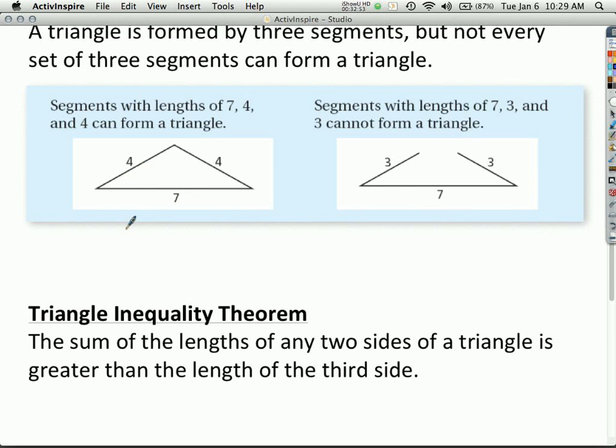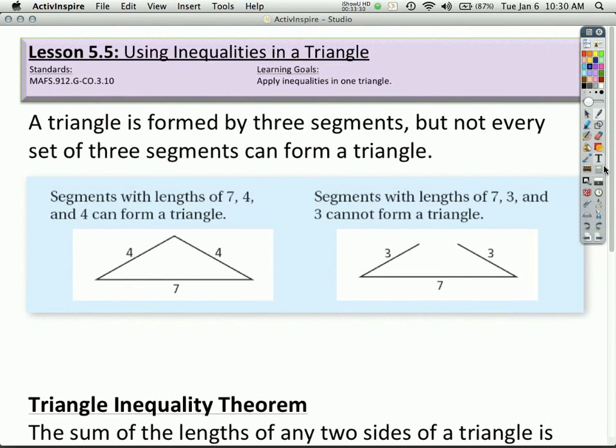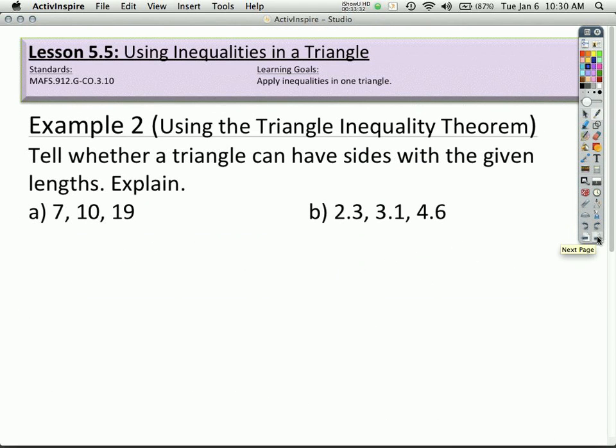But let's look at the right. If we take the 7 and the 3, add them together, is that greater than the third side? 7 plus 3 is greater than 3. But now take the 3 and the 3 and add them together. What happens? It's only 6. It's not bigger than the third side, and that is why this will not form a triangle. Okay? Any questions about what we're exploring? So let's go ahead and use this to figure out some triangles.